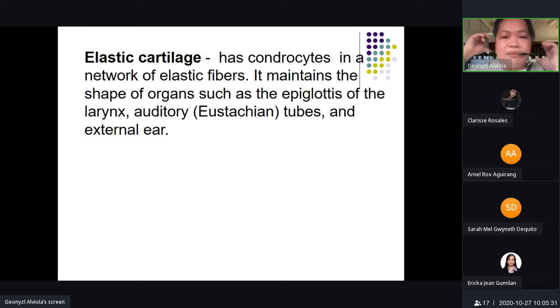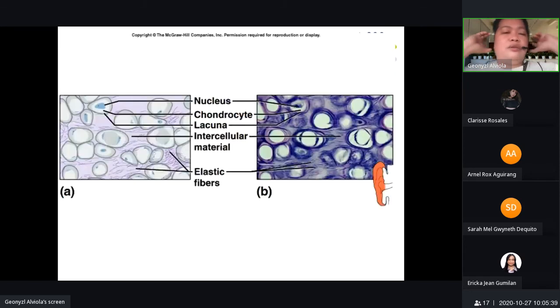So, it is made up of that. So, you're going to pull that one, right? Elastic. That is the favorite of your elementary teacher. But now, you can't do that anymore.